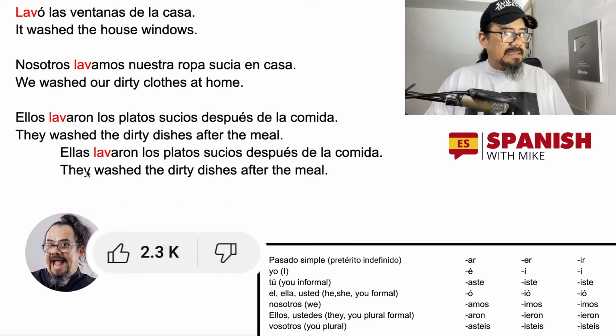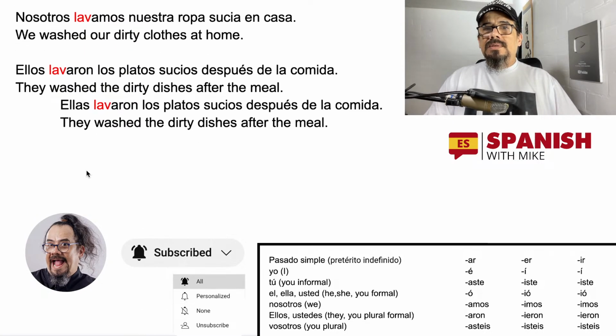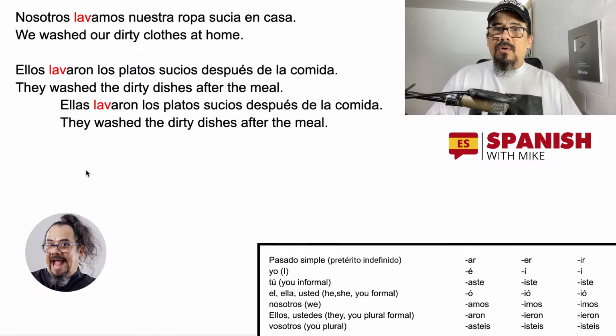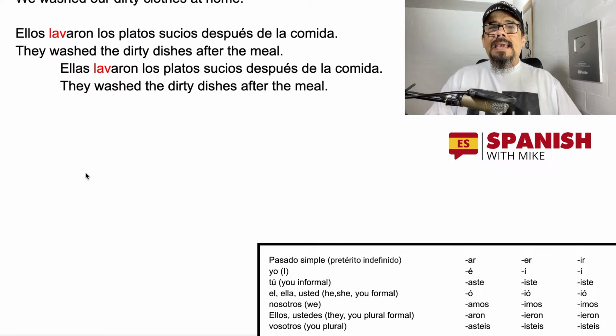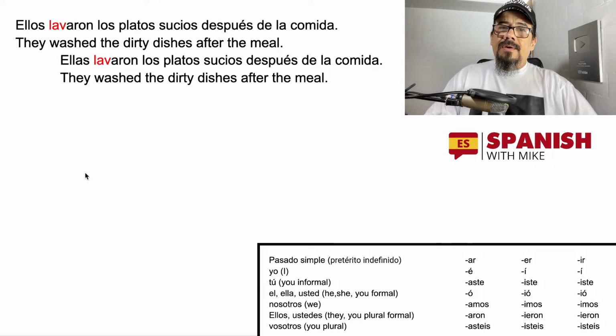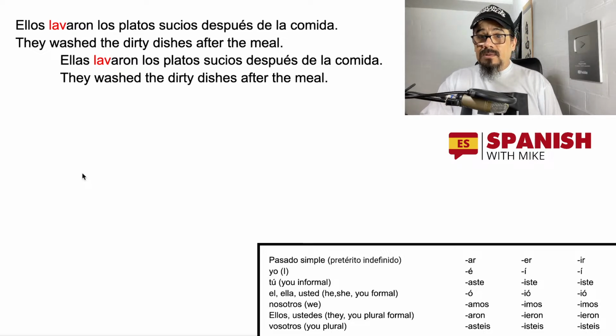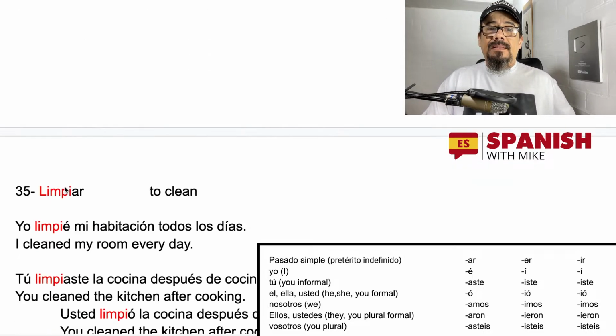Lavó las ventanas de la casa. It washed the house windows. Nosotros lavamos nuestra ropa sucia en casa. We washed our dirty clothes at home. Ellos lavaron los platos sucios después de la comida. They washed the dirty dishes after the meal, male. Ellas lavaron los platos sucios después de la comida, female.